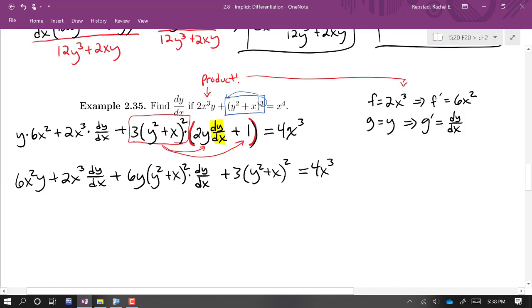Okay. All right. Now, again, just keeping our eye on the ball, we want to solve for dy/dx. We have our dy/dx in a couple of terms. So any term without a dy/dx, I'm going to subtract, throw on the other side.